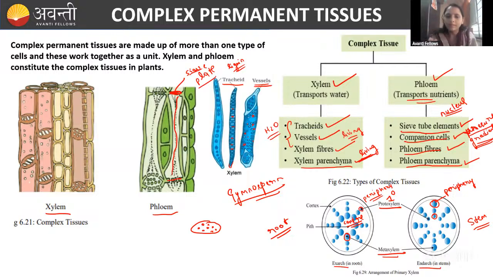Here, the xylem and phloem mainly consist of four cell types, guys. One is the tracheid, the vessel, the xylem fiber, and the xylem parenchyma. Mainly here you can see that this is the xylem. This part is called the tracheid. This is called the xylem vessels. Xylem vessels mainly consist of perforations. These perforations are there.